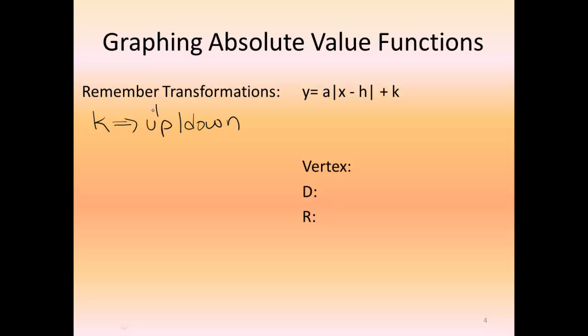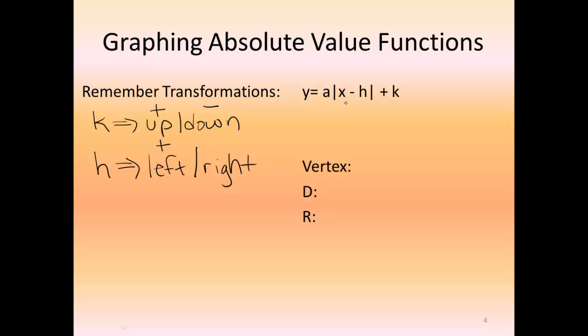If this K value is positive, it will move it up. If it's negative, it moves the graph down. The value for H moves the graph left or right. Left is going to end up being a positive number.